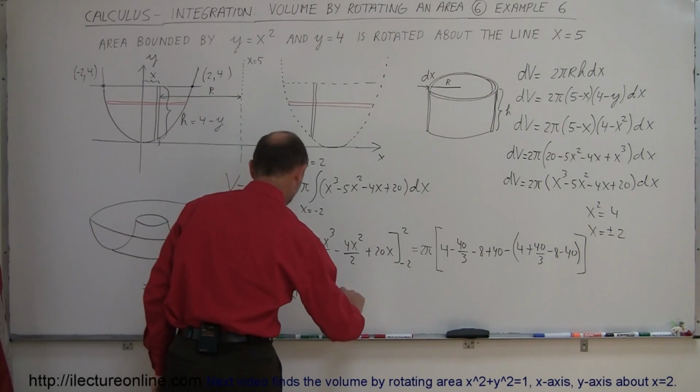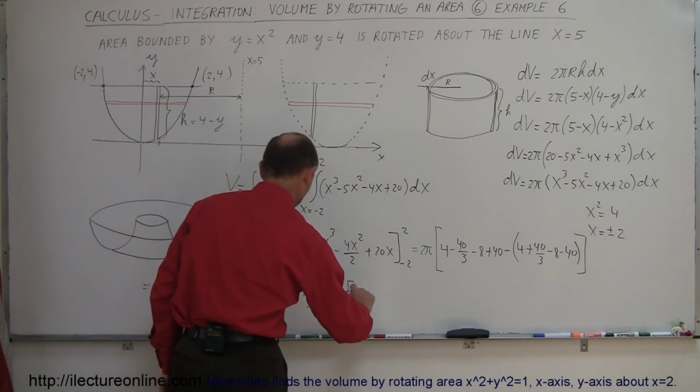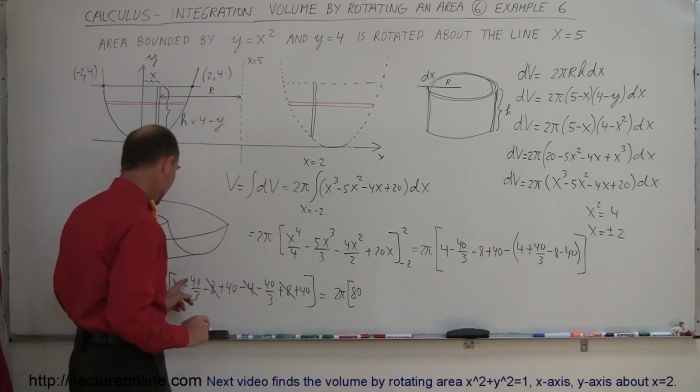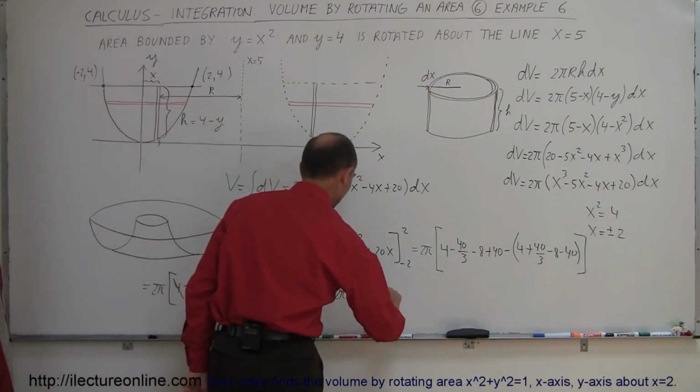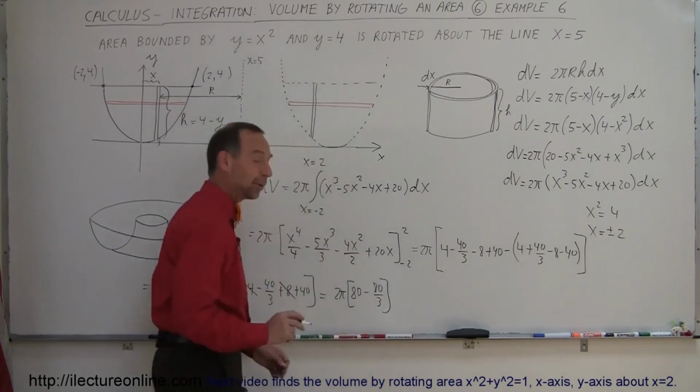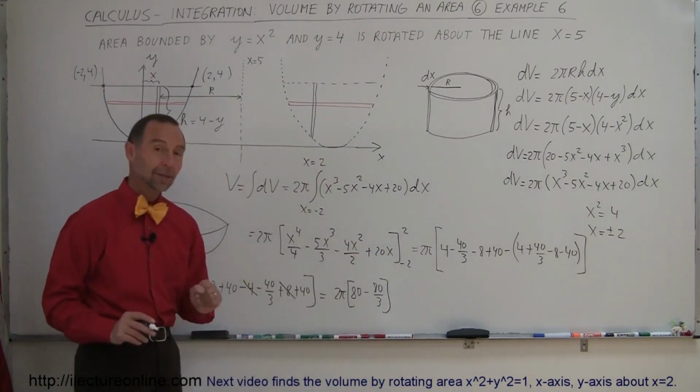So this is 2 pi times 40 plus 40, which is 80. And minus 40 over 3, minus 40 over 3, this is minus 80 over 3. All right, we're almost there. Now we have to put this over the common denominator.